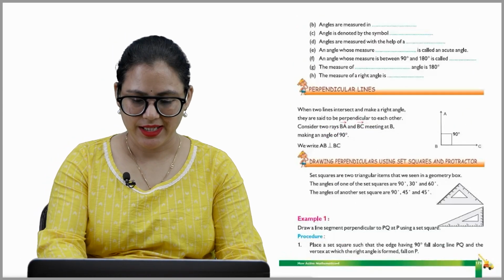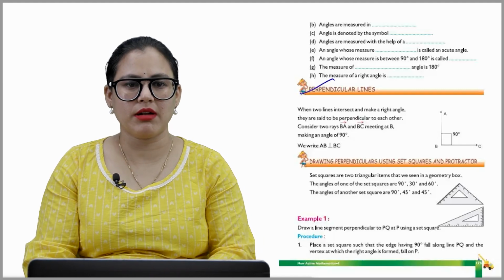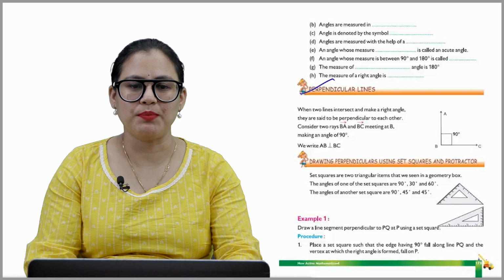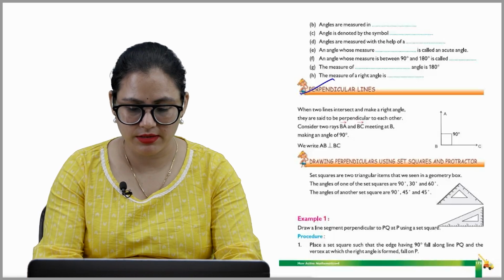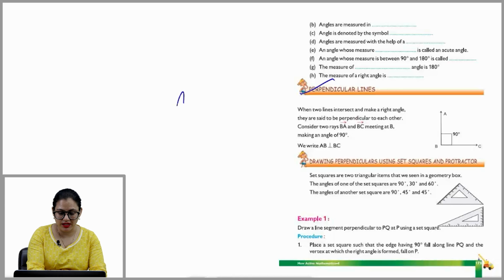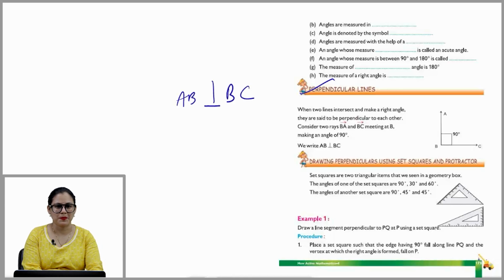Perpendicular lines. When two lines intersect and make a right angle, they are said to be perpendicular to each other. Consider two rays BA and BC meeting at B, making an angle of 90 degrees. So we write AB is perpendicular to BC.